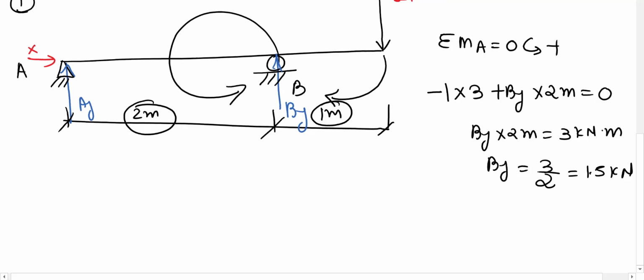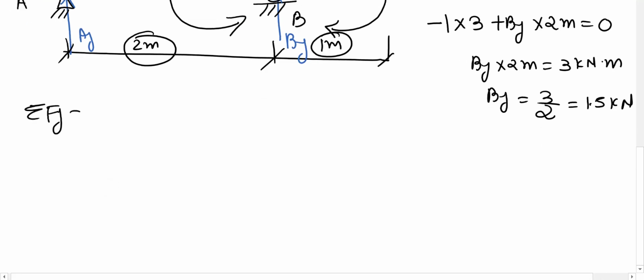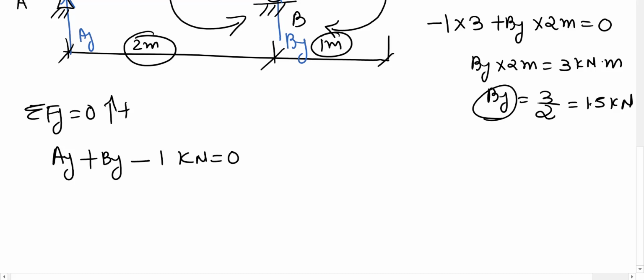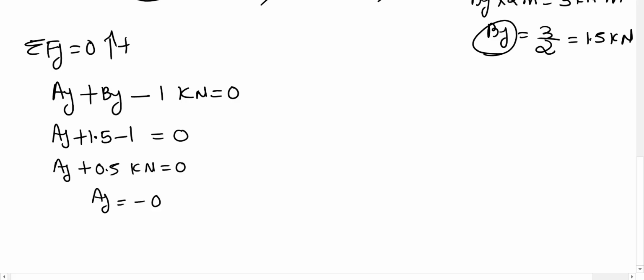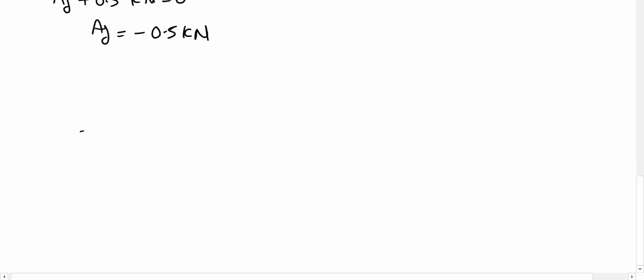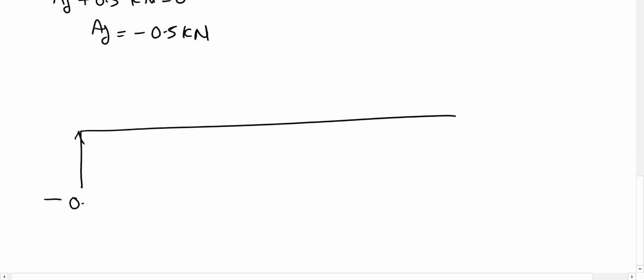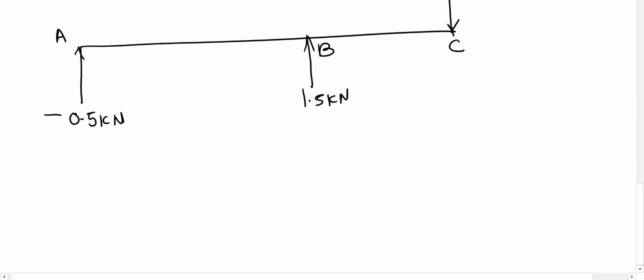So BY times 2 meters equals positive 3 kilonewton meters, and BY equals 3 on 2, equal to 1.5 kilonewtons. If I do the sum of forces in the y direction, upward is positive: AY going up, BY going up, and minus 1 kilonewton going down. We substitute BY as 1.5, so AY plus 1.5 minus 1 equals 0, so AY equals minus 0.5 kilonewton. I redraw this here: minus 0.5 kilonewton, 1.5 kilonewton, and the virtual load of 1 kilonewton. This is point A, point B, and point C.